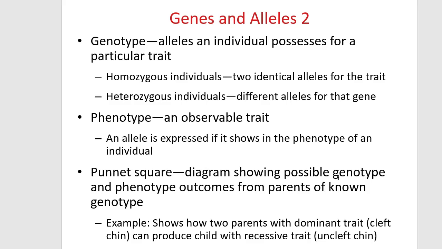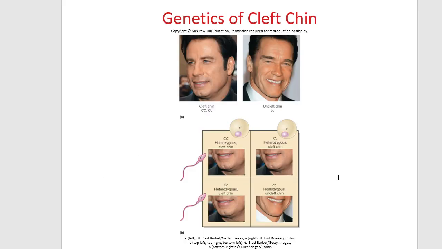If you have brown hair, if you have curly hair, if you have brown eyes, if you're tall, if you're short. So a phenotype tells me physically what you look like, whereas a genotype tells me what genes are involved. And we use a Punnett square to figure these things out. So here we go.